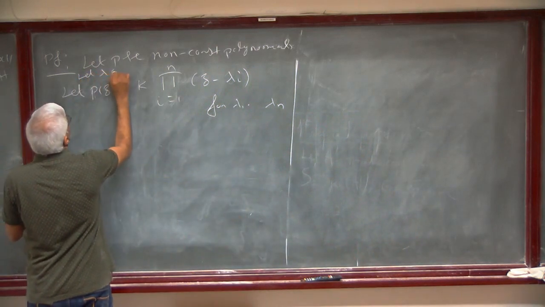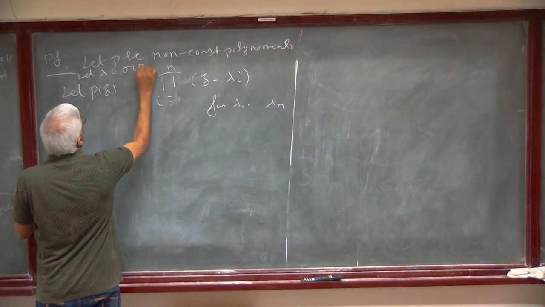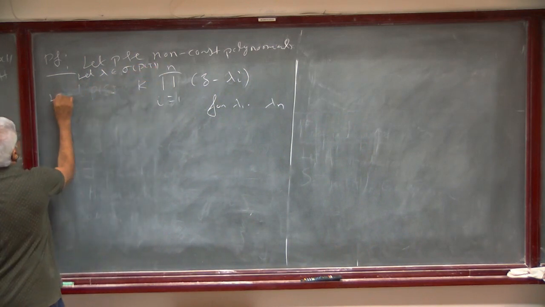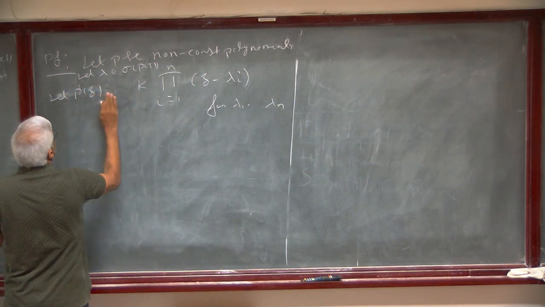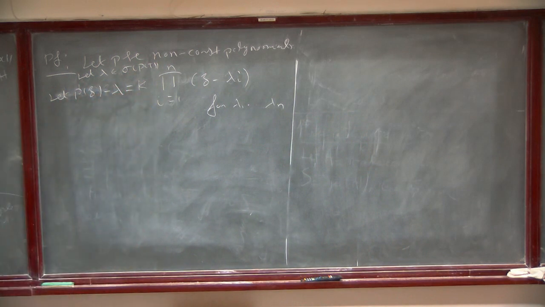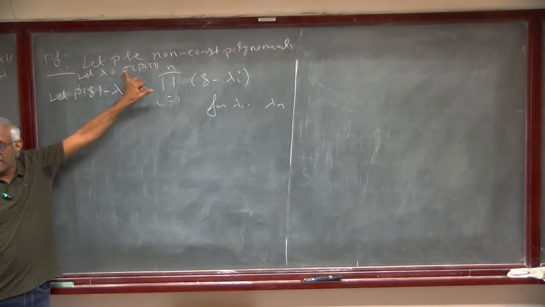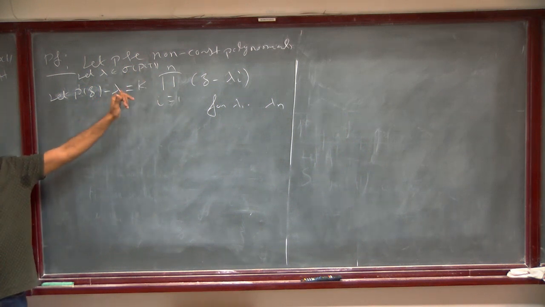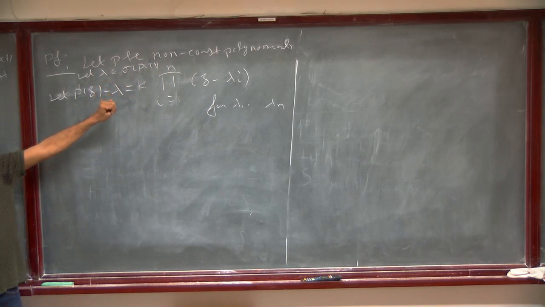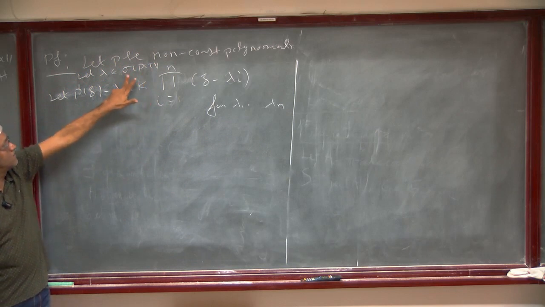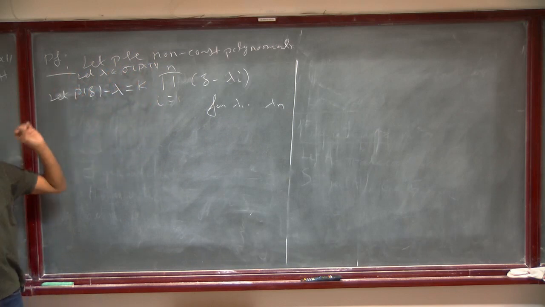Let lambda be in sigma of P of T. Let P of z minus lambda, this is also a polynomial. I take a lambda in sigma of P of T. Then I want to show that lambda is in P of sigma T. There exists some complex number belonging to sigma of T such that P of that complex number is equal to lambda. I want to prove this: sigma of P of T equals P of sigma T.